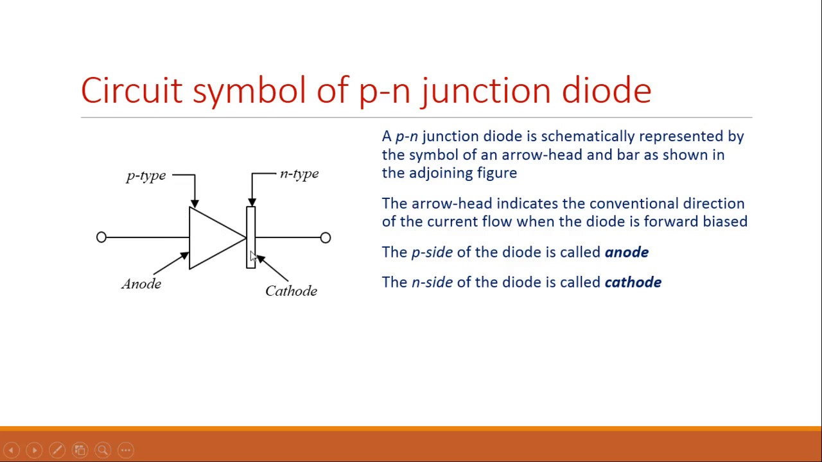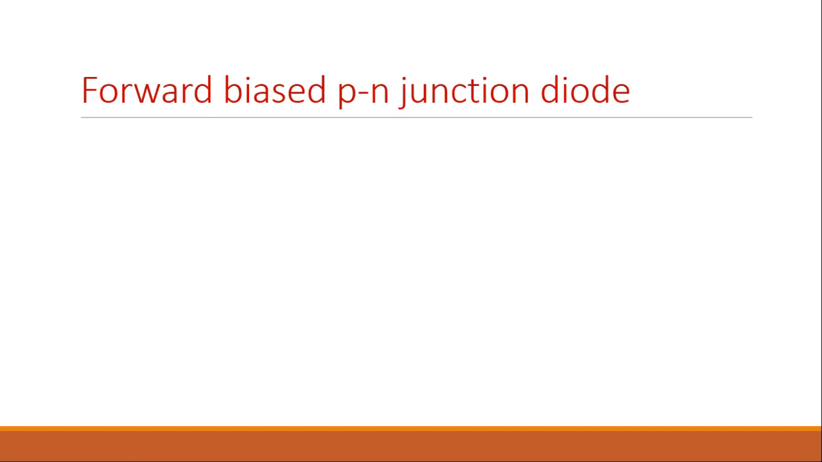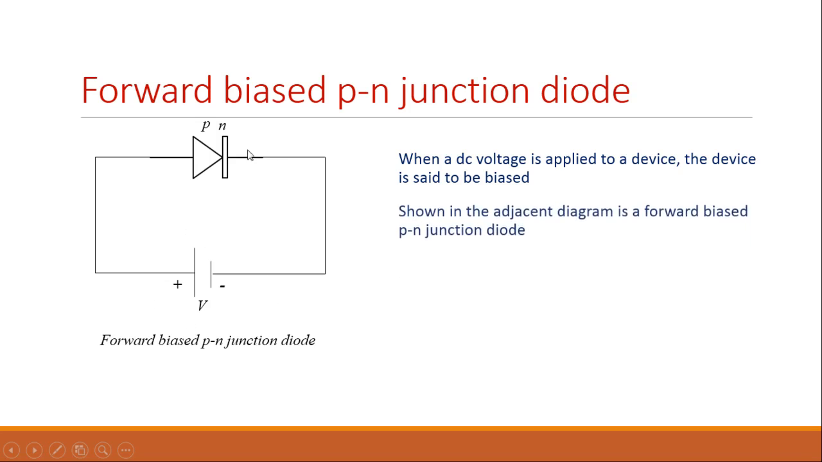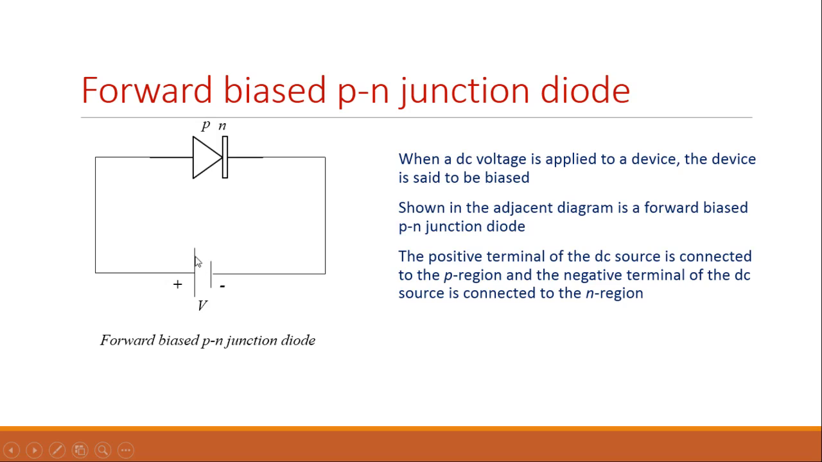One thing I forgot to tell you, the arrowhead indicates the conventional direction of the current flow when the diode is forward biased. Now, what is a forward biased PN junction diode? When a DC voltage is applied to a device, any device, the device is said to be biased. This diagram shows you a forward biased PN junction. In this diagram, you can see the positive terminal of the external DC voltage source is connected to the P region of the diode and the negative terminal is connected to the N region of the diode.